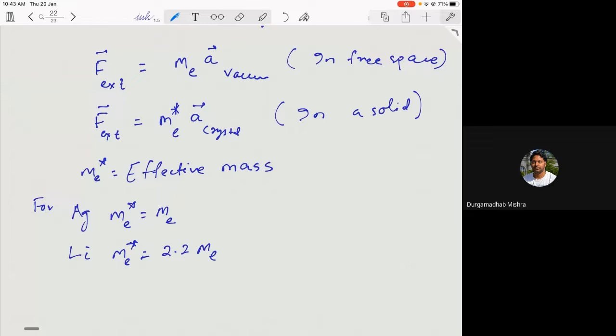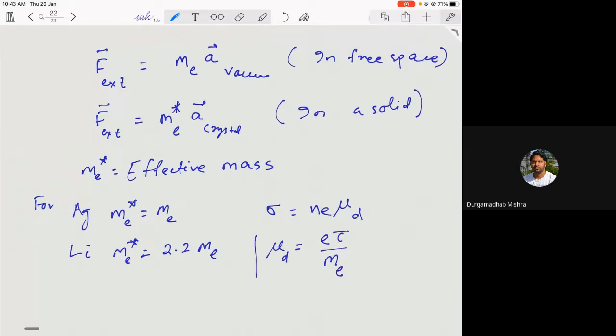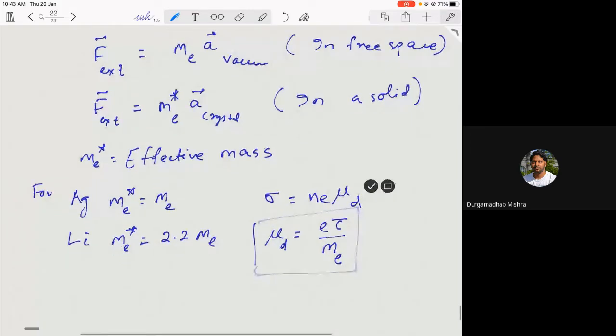And what is the consequence of this effective mass? Why are we interested in this parameter? Because when we look at the conductivity, we said conductivity is Ne into mu d, right? And what is the drift mobility? It is nothing but e tau by Me. So the mobility is inversely proportional to the mass of the electron. That means if the mass changes, the mobility will also change. So that's why this parameter is important when we want to know the conductivity.